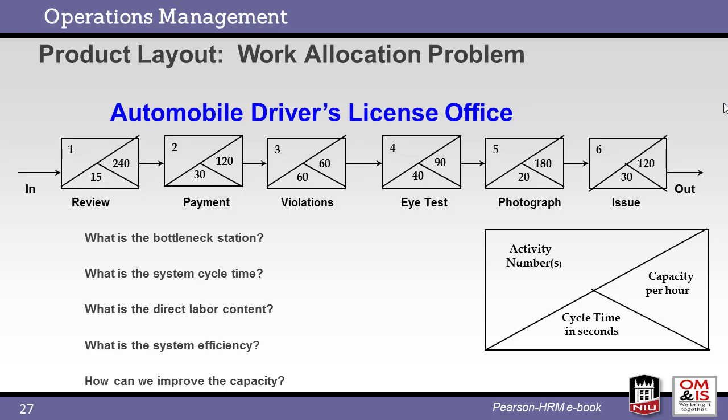The upper left shows the activity number, while the bottom number represents the cycle time of that activity. The number at the right shows the capacity of each station. Looking at the data presented, which station is the bottleneck? What is the system cycle time? How much labor is used, and what is the efficiency of the current system? Given the answers to these equations, what suggestions do you have to increase capacity?